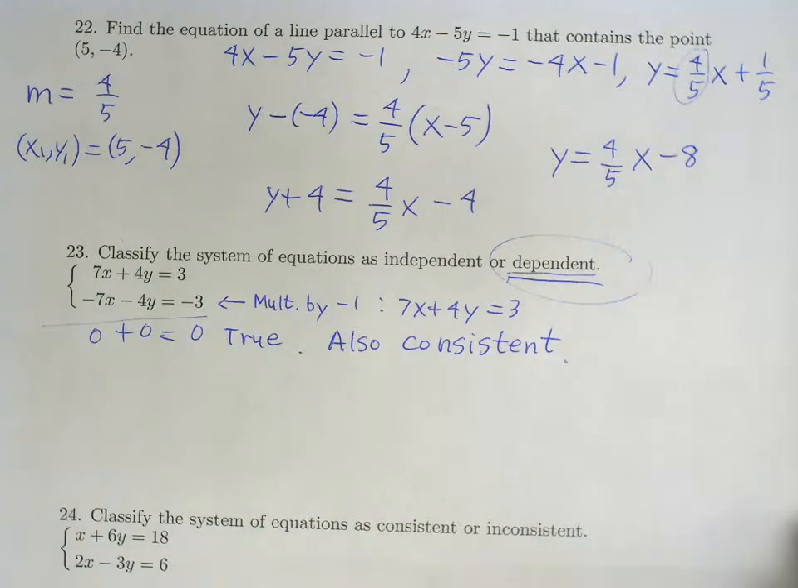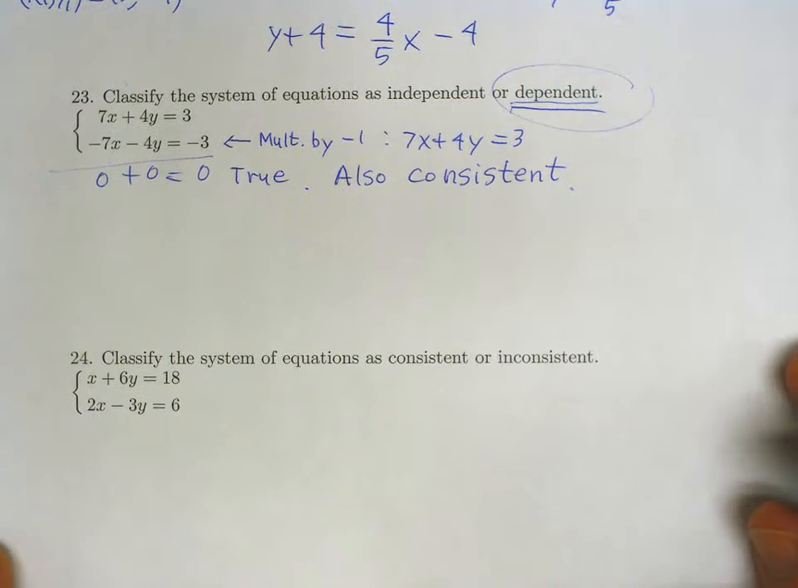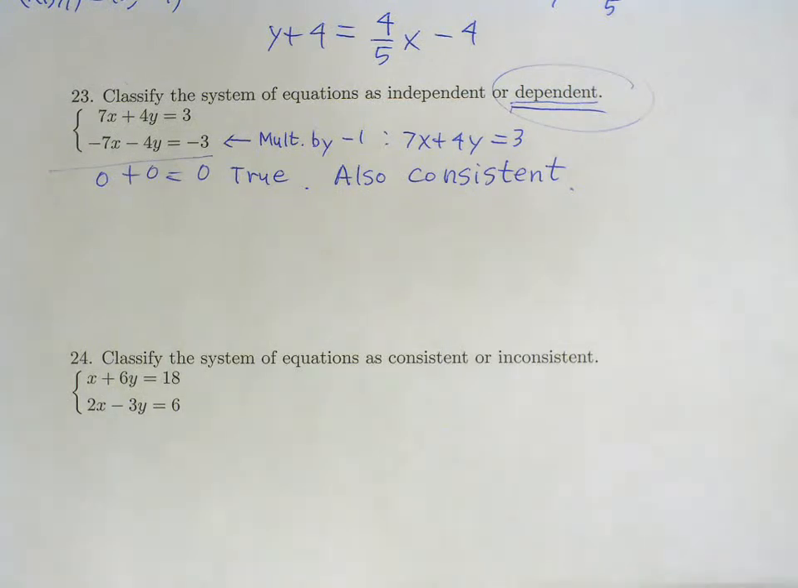Okay, the next problem, number 24, classify the system of equations as consistent or inconsistent. The only time that a system of two linear equations is inconsistent is if there is no solution.